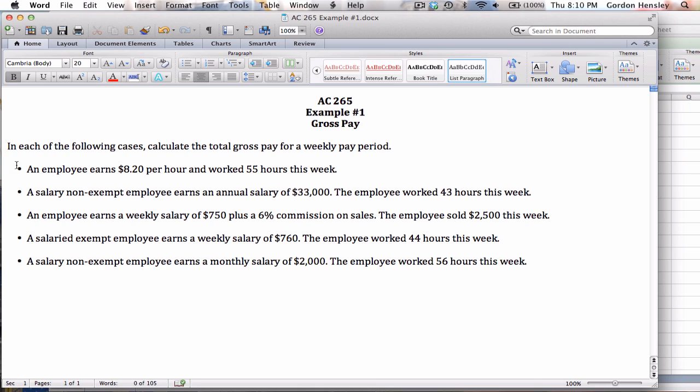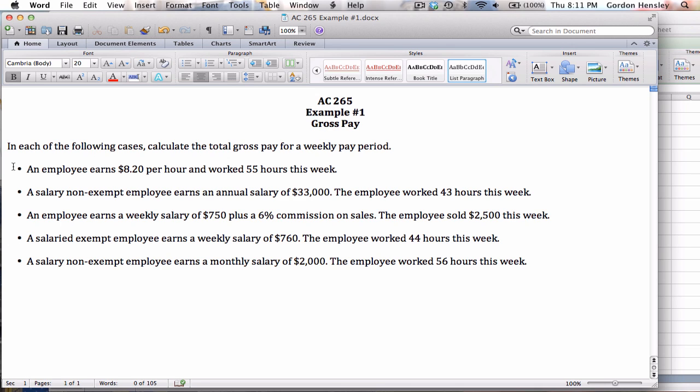And we have, in this case, it says in each of the following cases, calculate the total gross pay for a weekly pay period. So remember, that's our pay period, weekly. We need to know that because the information in some of these cases may not be presented in a weekly format. And if that's the case, I might have to do some manipulation to get the information in the format that I need. So we have 5 different situations.